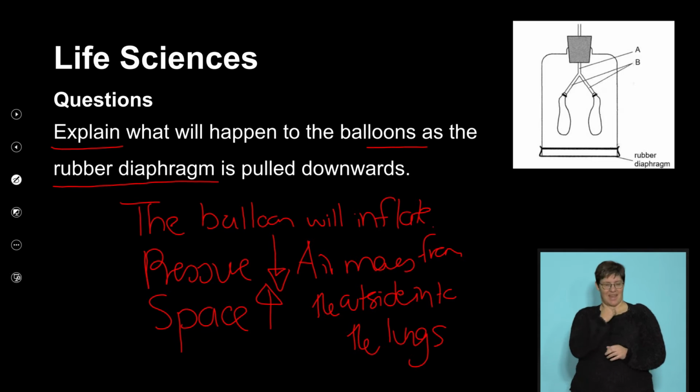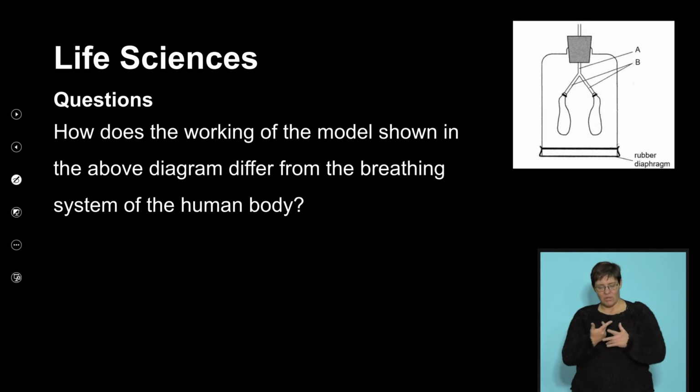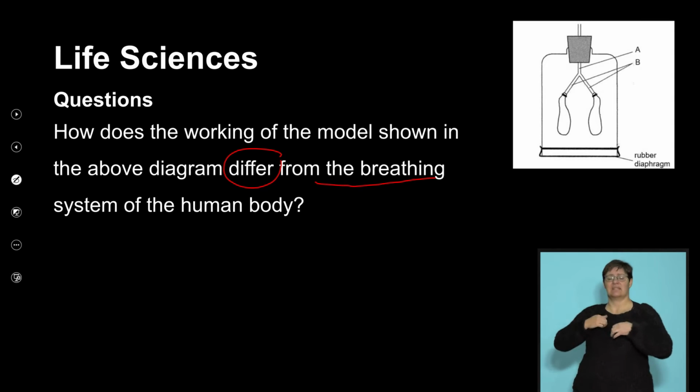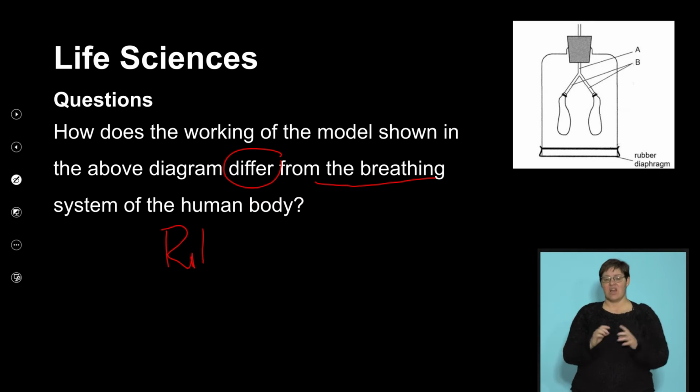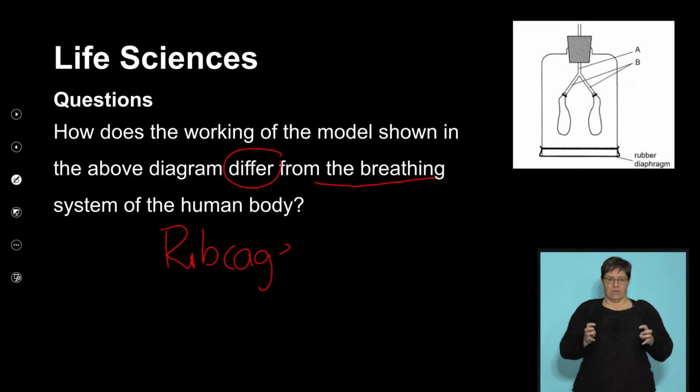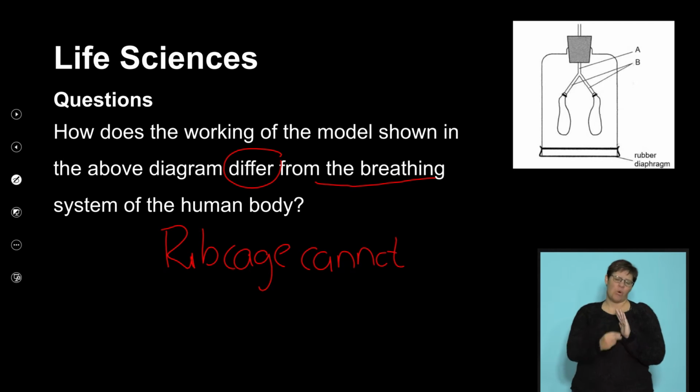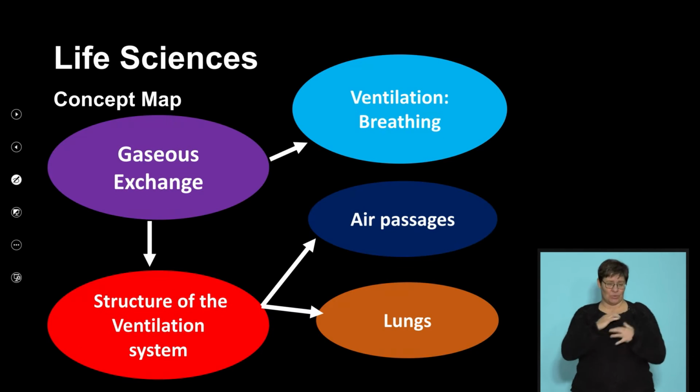Nice little question. So using the whole process of inhalation, exhalation. The last question here is, how does the working model shown in the above, which is the one to the side, differ from the breathing system? Now, guys, there's the one thing here that the model cannot do, and this is the rib cage cannot move. Right, so when we get to my model, yes, it's a model, it does show it, but it really doesn't show what happened to my rib cage.